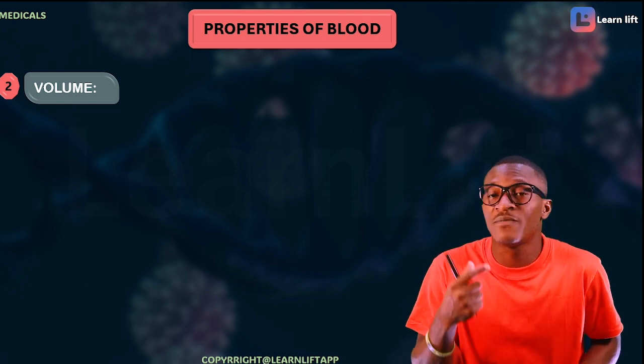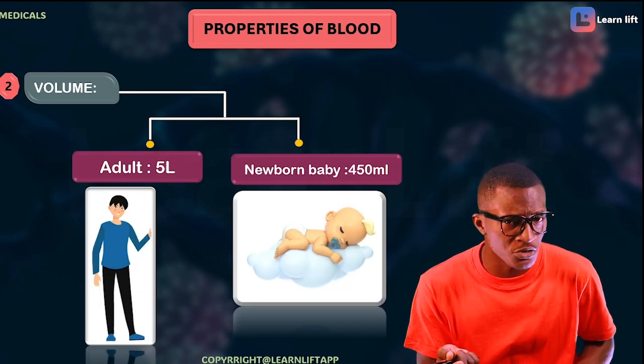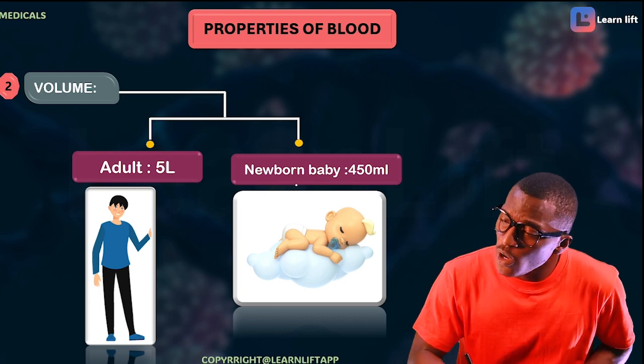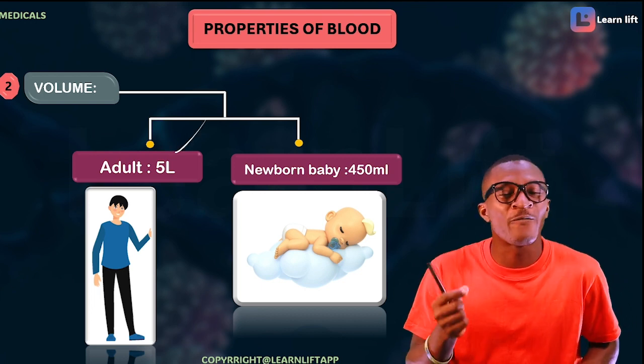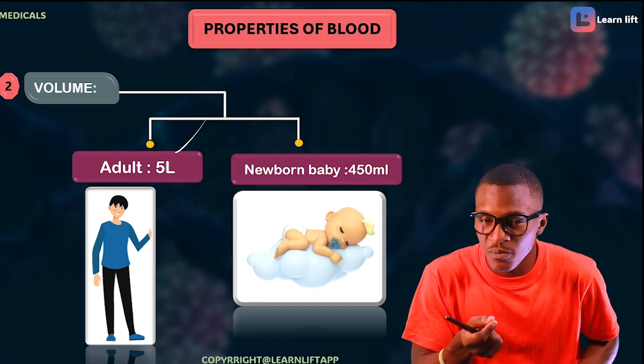Take note that the volume of blood is divided into two: for adults and for children. Adult is 5 liters. So a mature adult has 5 liters of blood, while for newborn babies we have 450 milliliters. That's less than a liter.